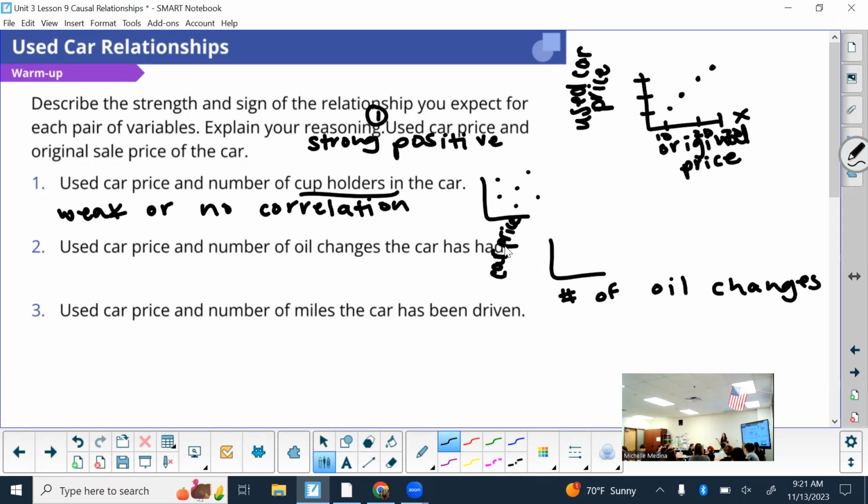I feel like you could justify it either way. Okay. Ryan? Well, because it shows how much more the car has been used. Okay, good. That's what the book said too. So you probably expect it to look something like this. So would you say that that's strong or weak?